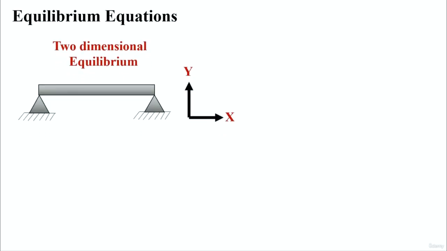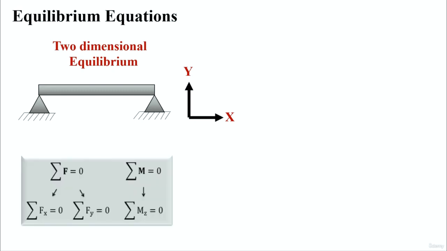Next, let's look into the equilibrium equations. There are two types of equilibrium equations. One is two-dimensional, another one is three-dimensional. In two-dimensional, we have the equations: summation of forces is equal to 0 and summation of moment is equal to 0. Summation of Fx is equal to 0, summation of Fy is equal to 0. Since it is two-dimensional, we have moment equal to 0. So only 3 equations are available in two-dimensional.